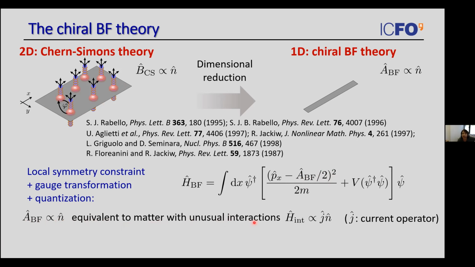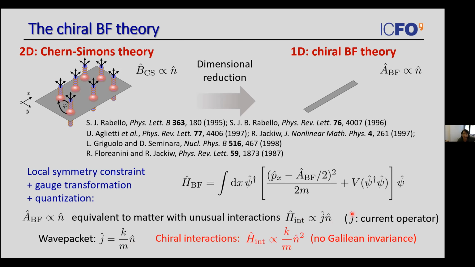It's equivalent to matter with some very unusual interactions, which are not of the density form that we normally have, but of current density. And if we think what this means, it's good to take a wave packet, for example, a matter wave packet, then the current operator is nothing else than the velocity of the particle, so k over m times the density. Then we see that we have to engineer matter with some chiral interactions that are proportional to density, but also proportional to momentum, so that explicitly break Galilean invariance.